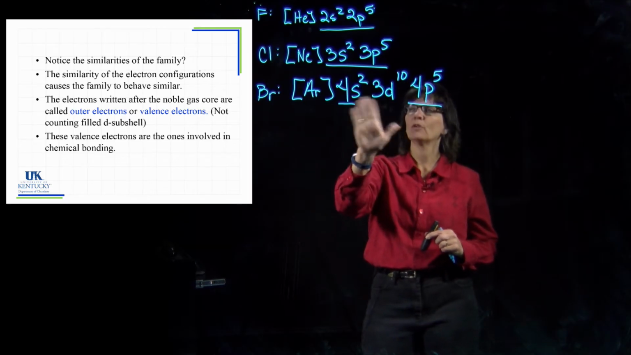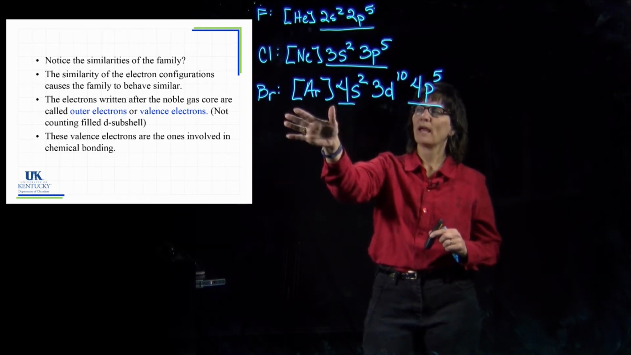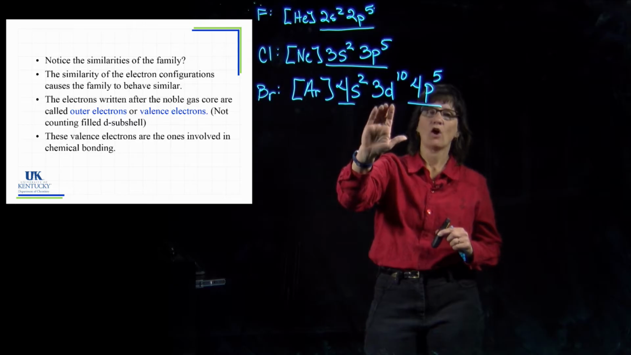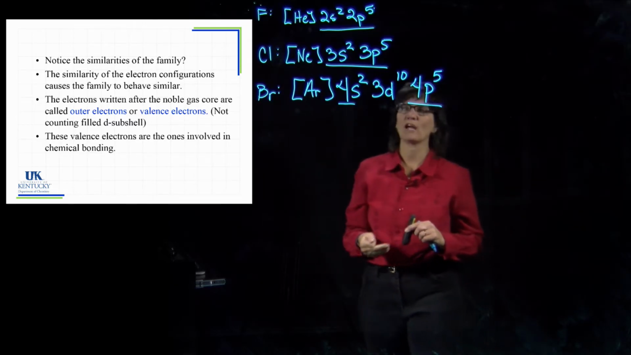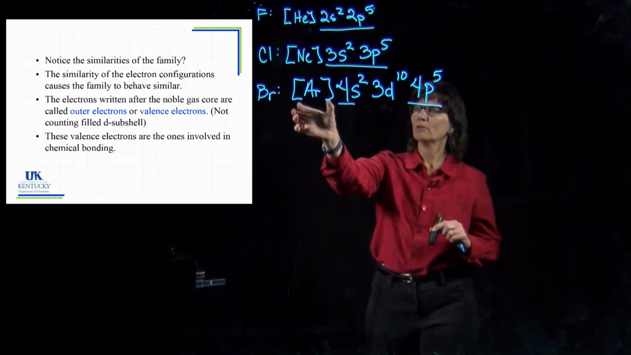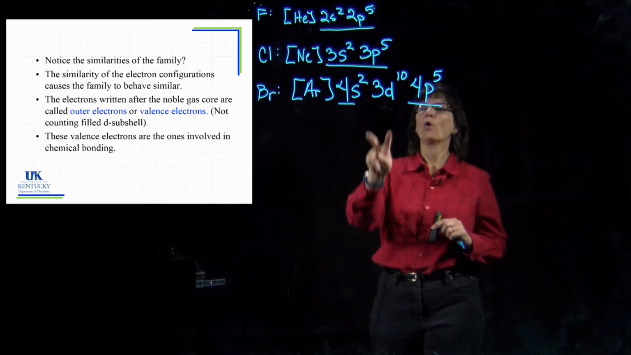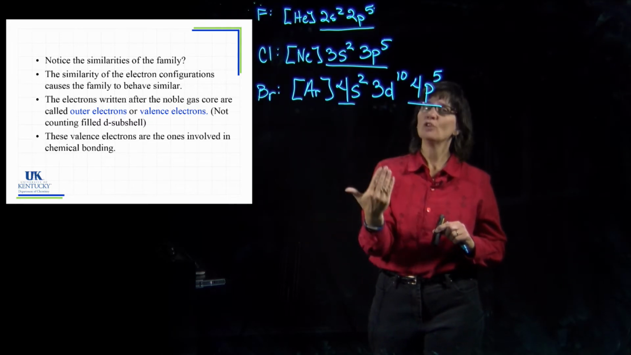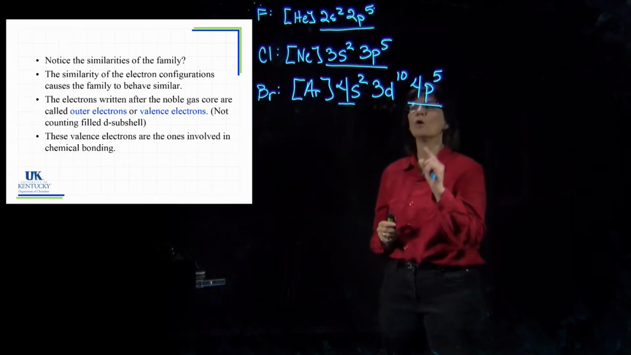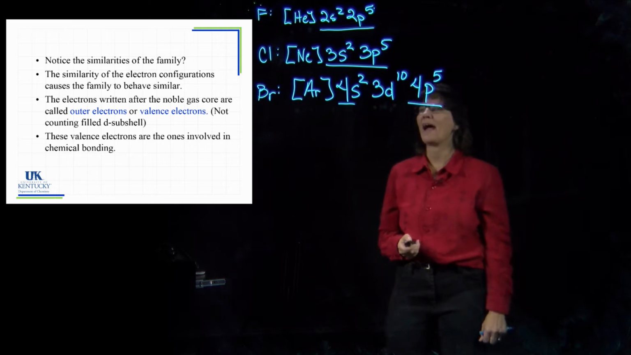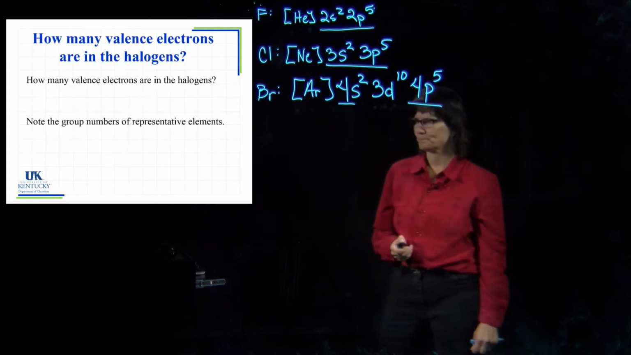So any electrons after the noble gas that aren't in a completely filled d subshell are the ones that get involved in a chemical reaction. Any ones that are in the noble gas core or in a filled d do not get involved in chemical reactions, so we can kind of ignore them. We're going to be most interested in the electrons that come after that noble gas core.